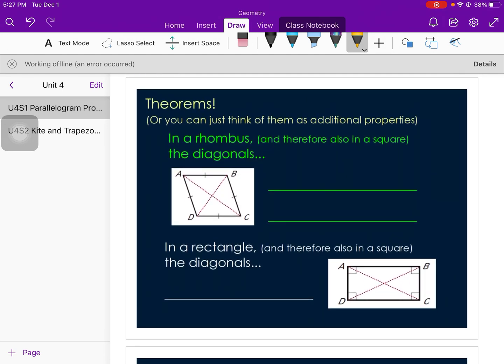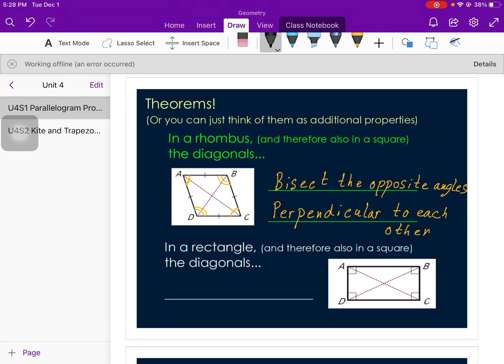Okay, then some theorems that have to do with a rhombus. In a rhombus, and therefore also in a square, we know that the diagonals bisect, meaning to cut in half, the opposite angles. So this angle here and this angle here get bisected by the diagonals going through that. Same for these. These are opposite of each other, but they get cut in half. The other one is the diagonals are perpendicular to each other, meaning that they meet at a right angle, technically 4 right angles, all right there.